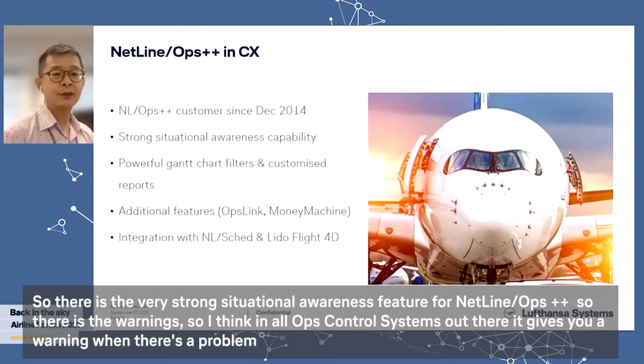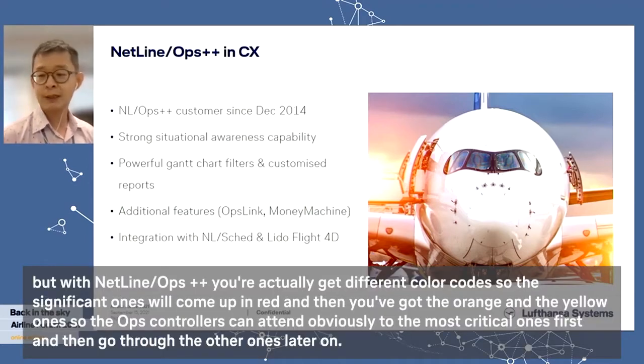There's the very strong situational awareness feature for Ops++, the warnings. I think in all the ops control systems out there, when there's a problem, it'll give you a warning. But with Ops++, you actually get different color codes. The significant ones will come up as red, and then you've got the orange and the yellow ones. So the ops controllers can attend to the most critical ones first, and then go through the other ones later on.